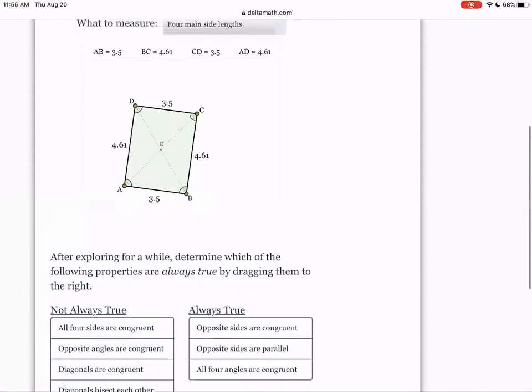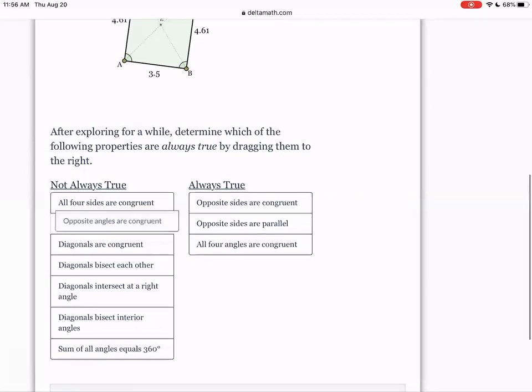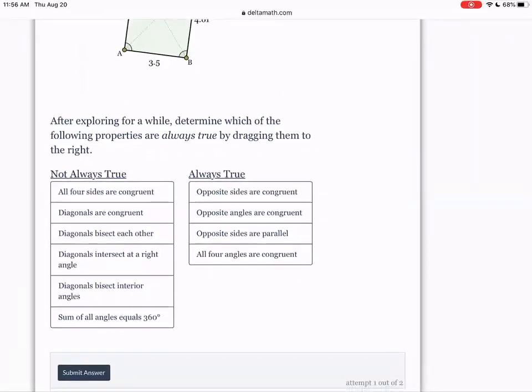Why is it doing that? So I dragged it over to the right side. Okay. Opposite angles are congruent. If all the angles are congruent, then the opposite angles are also congruent. Okay, there we go. It's a little bit hard to drag them on here, I guess. My bad.